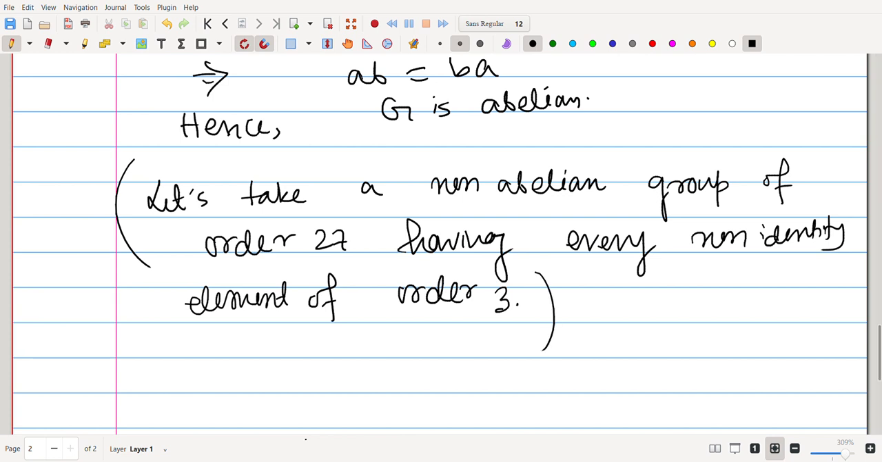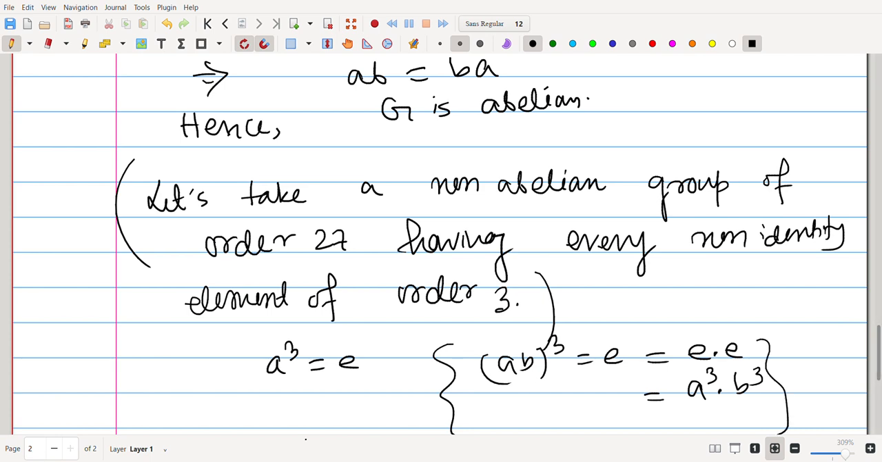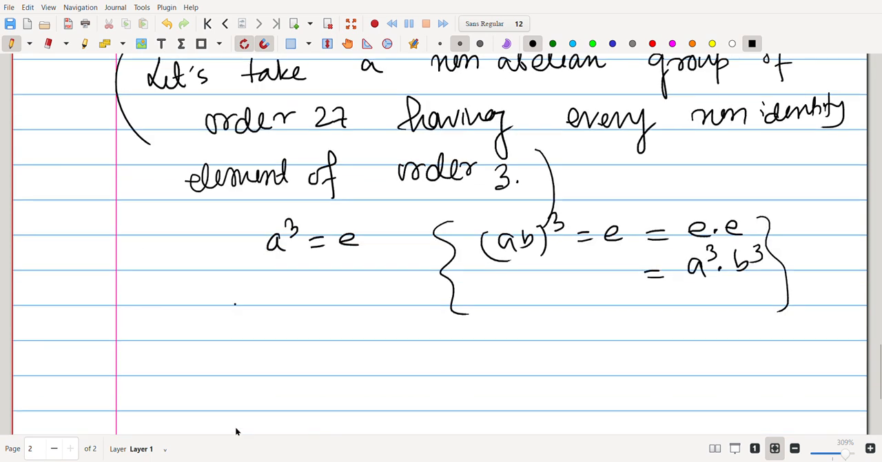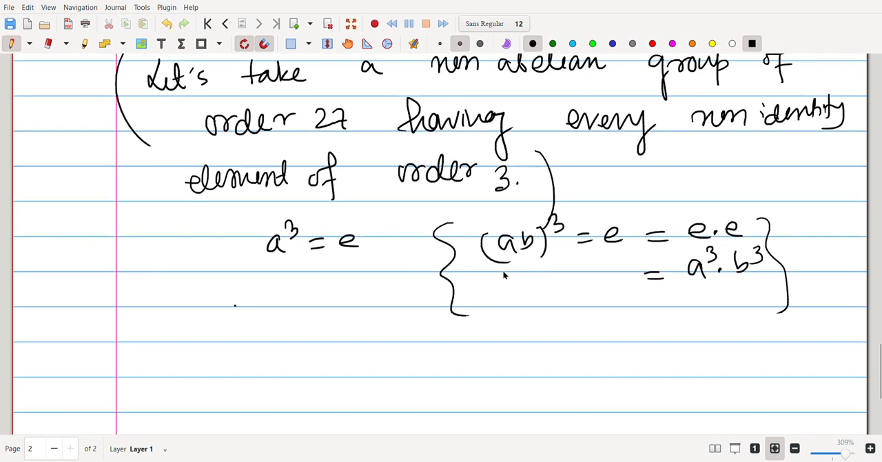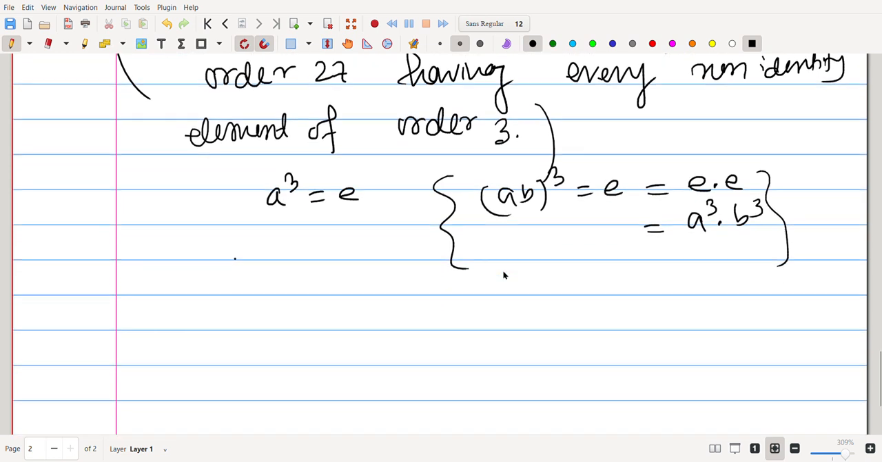If you can find such a non-abelian group, then since every non-identity element has order 3, A cube is identity, right? And (AB) cube is also identity, which is the same as identity times identity, and A cube is also identity. So this trivially holds there. Can you give some example that satisfies this? A group of order 27 in which every non-identity element has order 3. You can take this group.